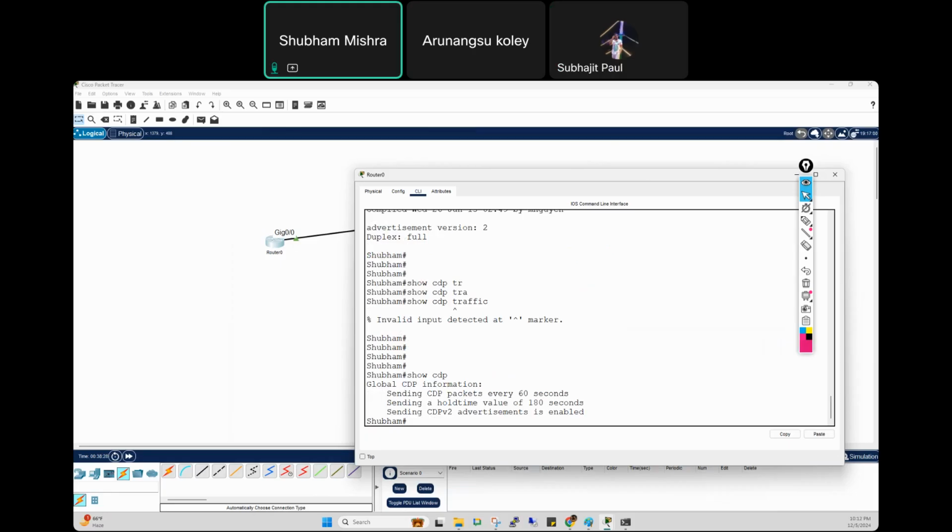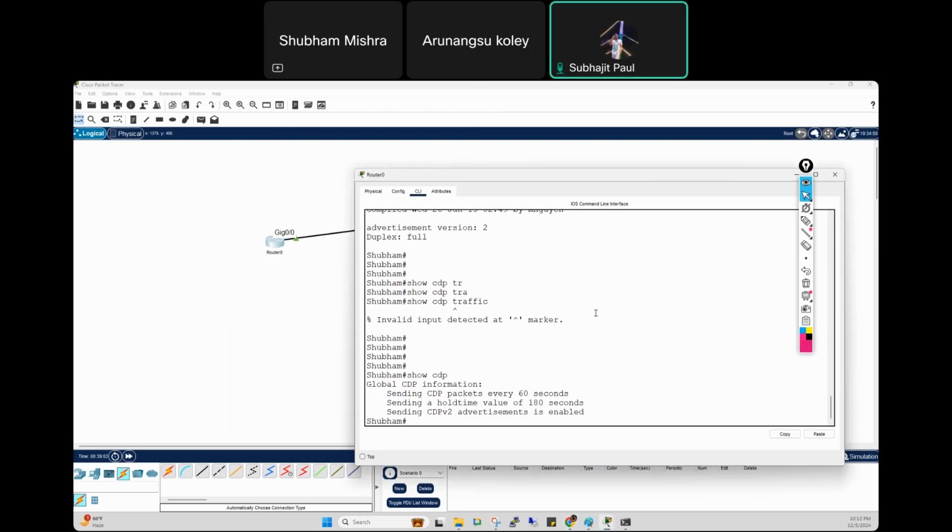Sir, can the default timings be changed? 180. Yes, yes, 180 is the default time. Can we change it? Yes, you can change the time also. Clear? So, what are the commands, sir? What is the command to change the hold time? Yes, sir.